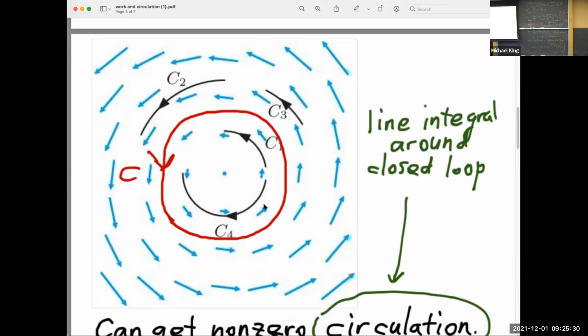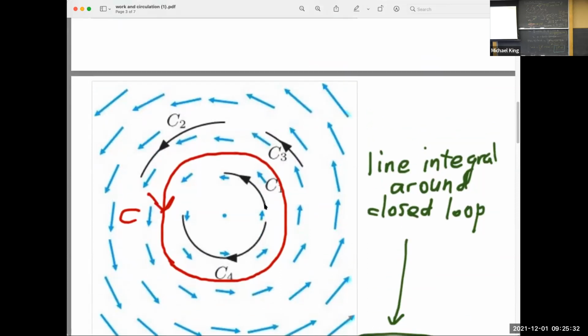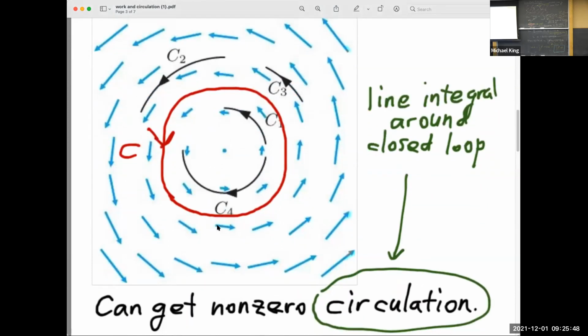Okay, so this is interesting. If you actually go around a closed path, then notice you can get a non-zero value. Sort of interesting. And here this would be positive. So this is called circulation. Circulation is the line integral around a closed loop. I should write that down. So we have work, which is the line integral along a path. But then this term circulation is used for the line integral around a closed loop.